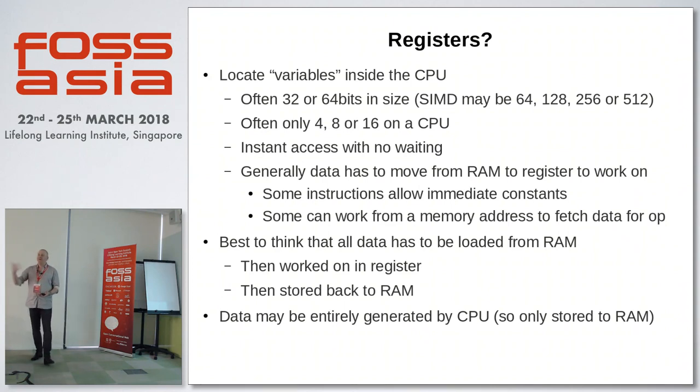This is where your variables sit in the CPU, where you have direct access to them. So as I said, 32, 64 bits, you get instant access to this stuff. You generally have to move data from RAM to the register and then back again. Note, some CPUs have some instructions that can access memory directly.